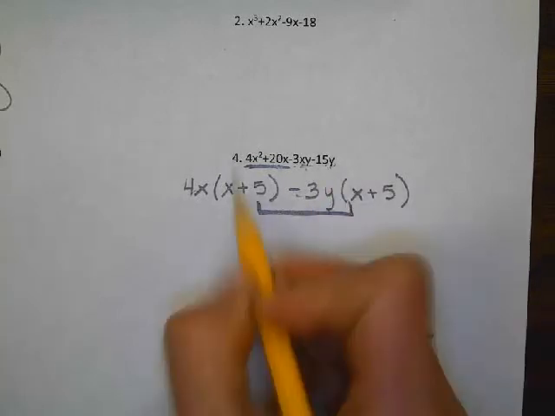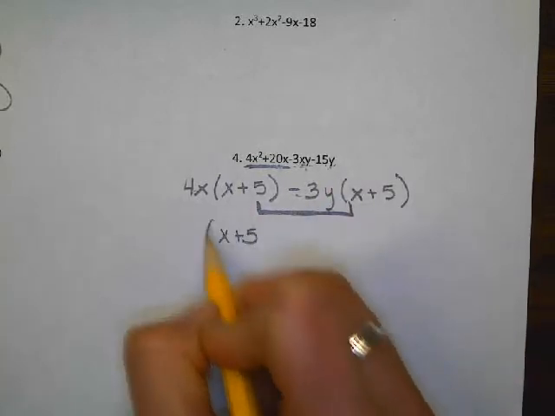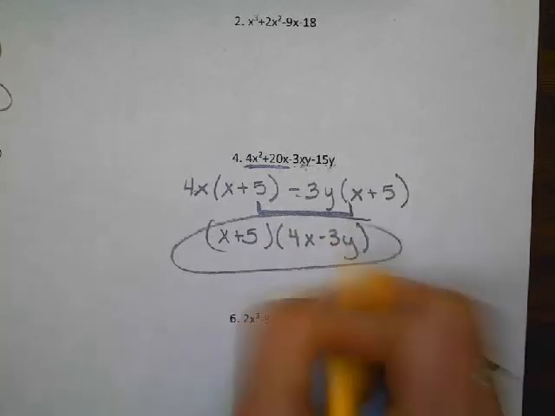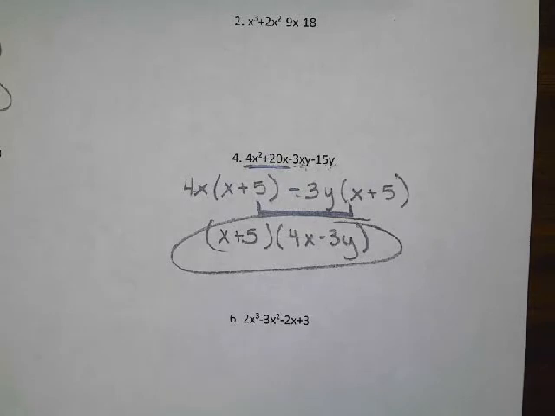Those two together are the same, so I group those. I have x plus 5 and then 4x minus 3y as my equivalent factored expression. And again, check it by multiplying if you need to. The last one we're going to do is number 7 over here.